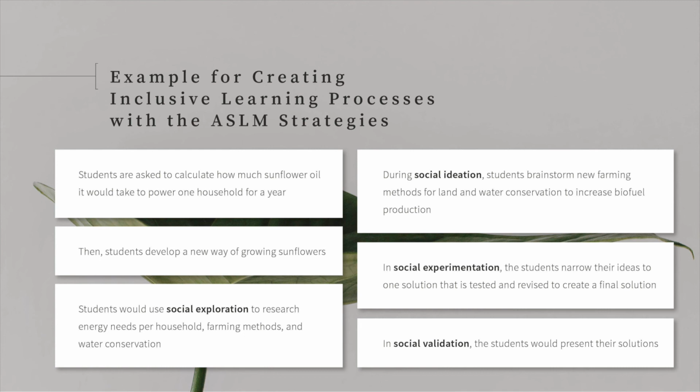methods, and water conservation. During social ideation, students brainstorm new farming methods for land and water conservation to increase biofuel production. In social experimentation, the students narrow their ideas to one solution that is tested and revised to create a final solution. Then, in social validation, the students would present their solutions.